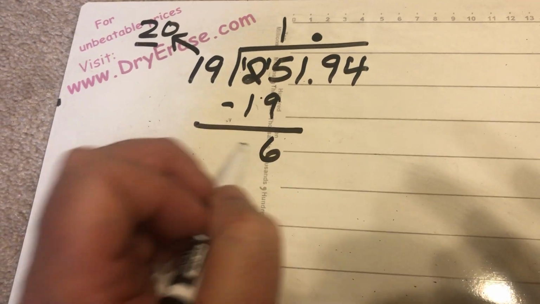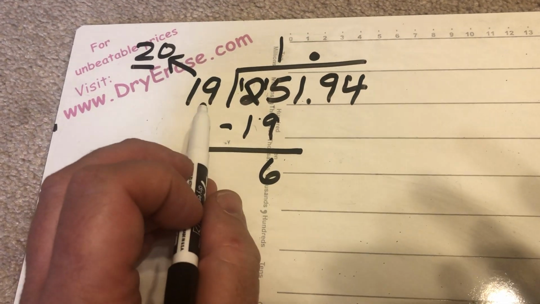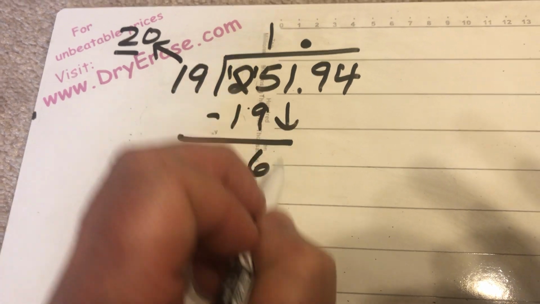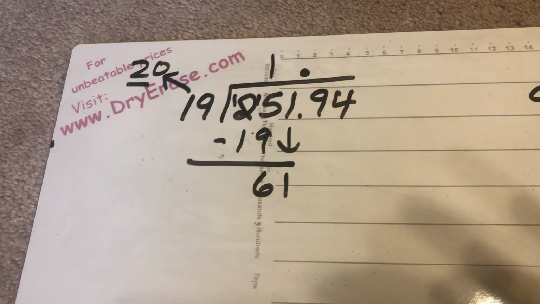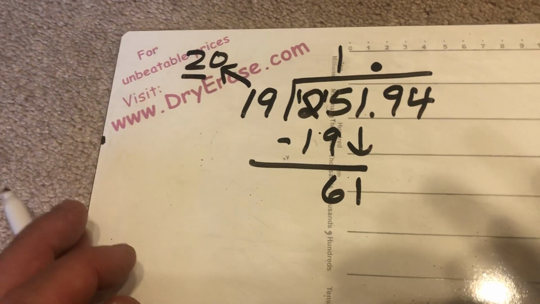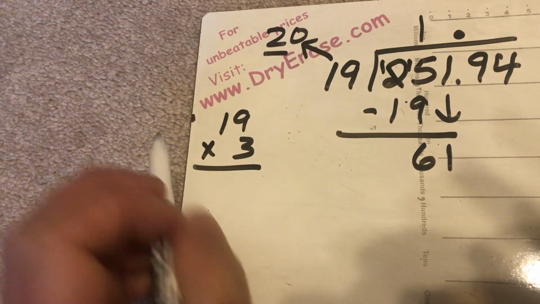15 minus 9 is 6. 1 minus 1 is nothing. I end up with 6. I'm dividing by 19. I like that because 6 is less than 19. Bring down the 1. 2 can go into 6 3 times. So the first thing I want to try is 19 times 3.